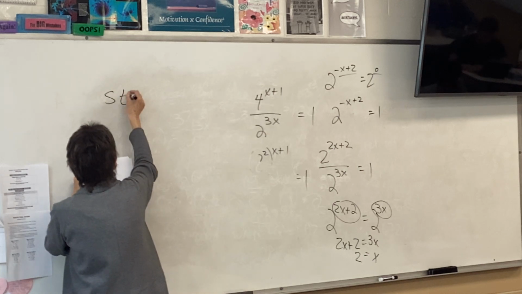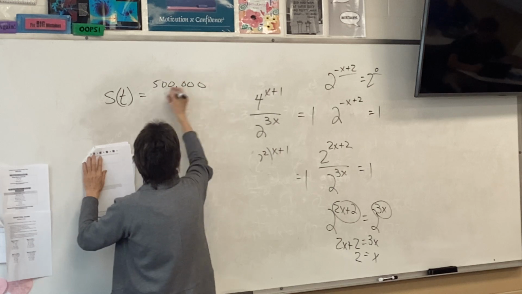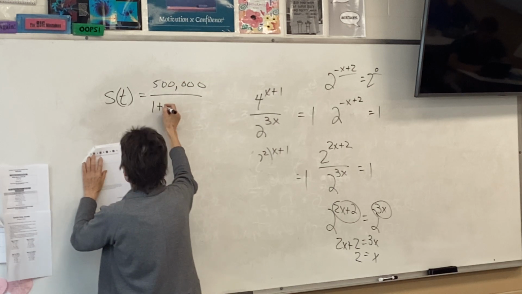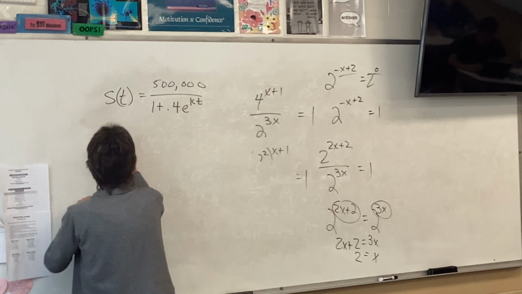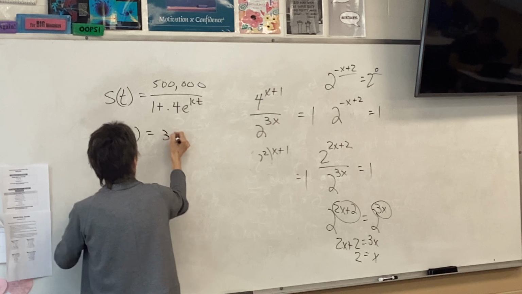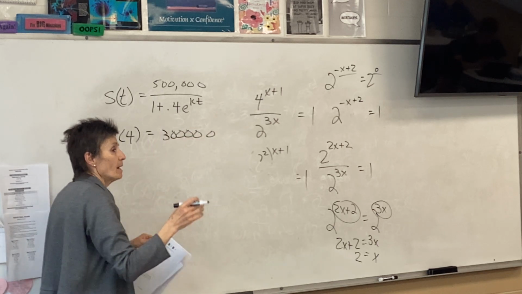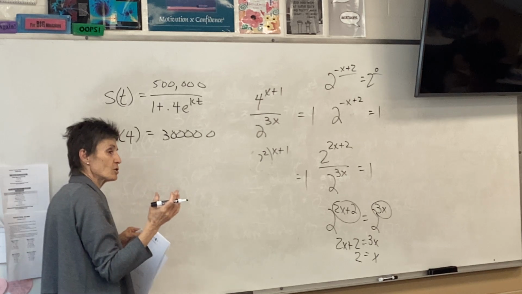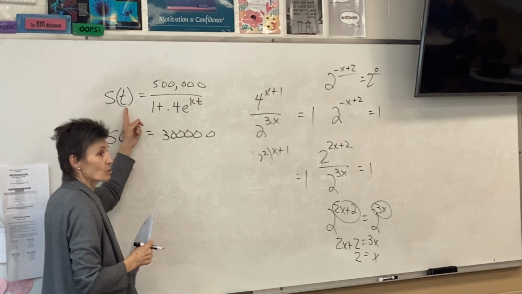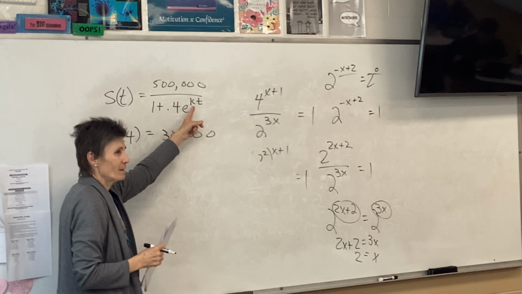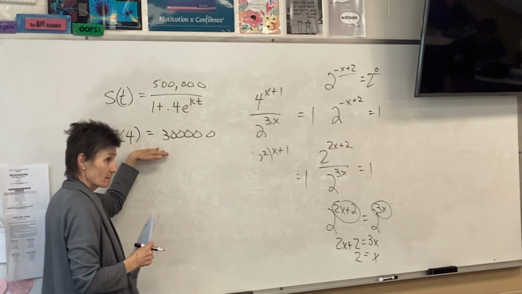All right, so what have I got? S of t equals, and we know S of 4 is 3,000. Now, at first when I looked at this, Anna, my first instinct was, oh my gosh, this shouldn't be bad. All you do is plug in 12. Well, what's the problem with just plugging in 12? I don't know. Okay.